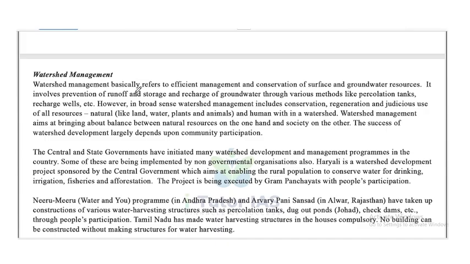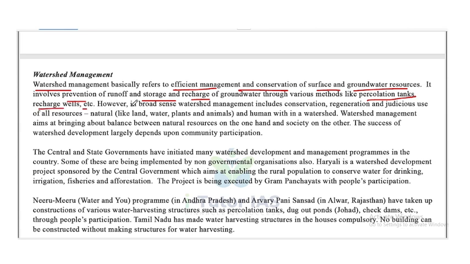Watershed management basically refers to the efficient management and conservation of surface and groundwater resources. So what is watershed management? It refers to the efficient management and conservation of surface and groundwater resources. It involves prevention of runoff and storage and recharge of groundwater through various methods like percolation tanks, recharge wells, etc.